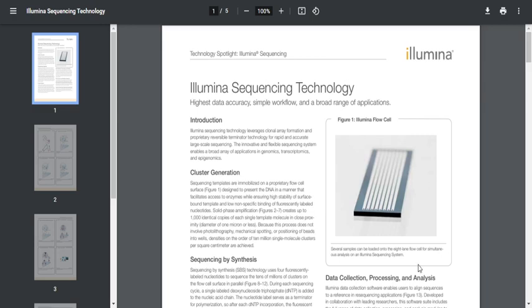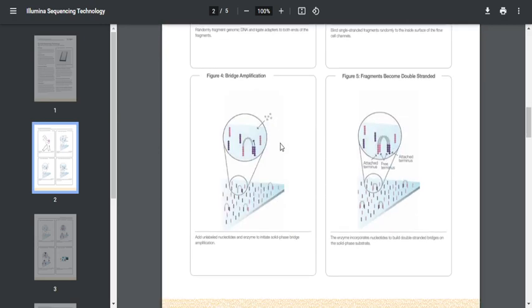This is called the Illumina flow cell. The next process is bridge amplification, where when you add an unlabeled nucleotide and the enzyme, they will initiate a solid phase bridge amplification. So, this is the bridge amplification, where you can see the structure of the bridge.